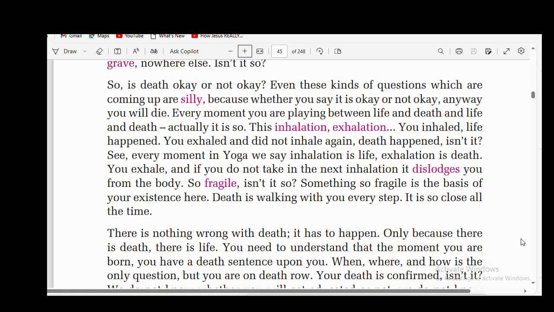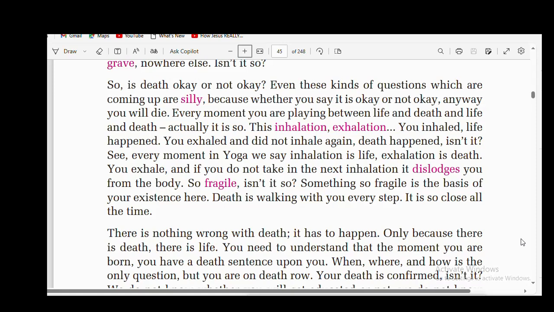Actually it is so. It is the reality. Inhalation means taking breath in, and exhalation means taking breath out. You inhale, life happens. So you are inhaling, taking breath in, means you have life.